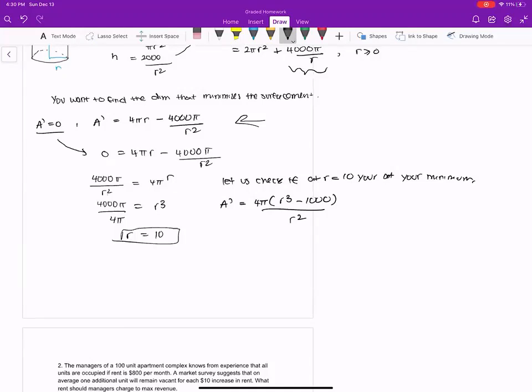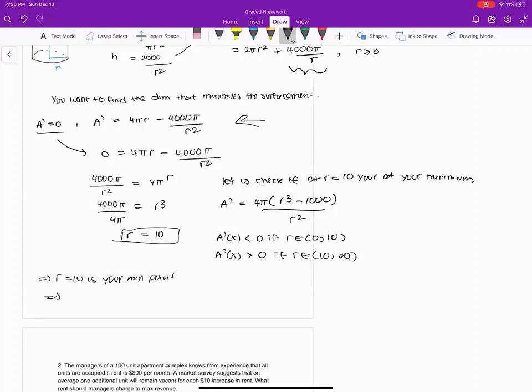Now, by plugging in values for r, you will notice that A prime is less than 0 if r is between 0 and 10. And if you plug in values of r greater than 10, A prime is greater than 0 if r is between 10 and infinity. So what does this tell you? This tells you that r equals 10 is in fact your minimum point.